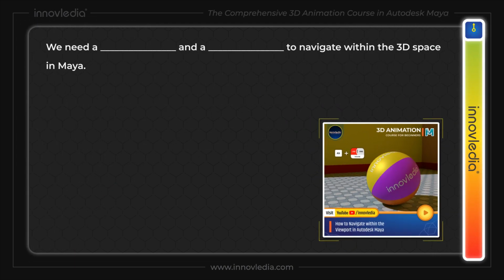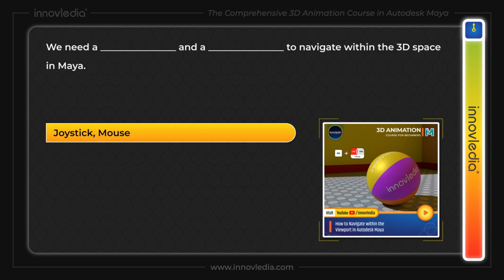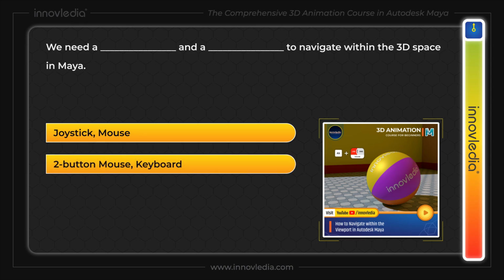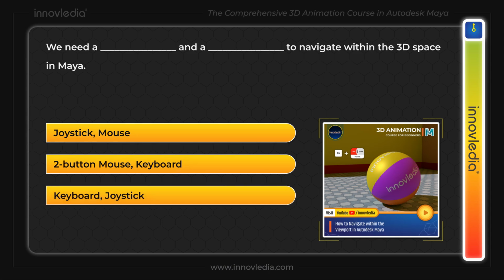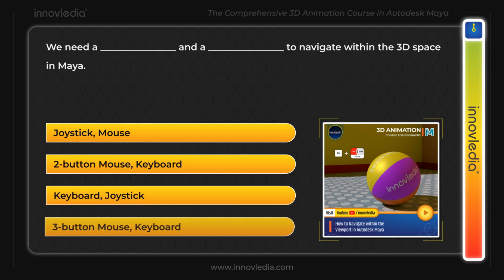We need a dash and a dash to navigate within the 3D space in Maya. The options are joystick, mouse; 2-button mouse, keyboard; keyboard, joystick; 3-button mouse, keyboard. Your time starts now. And the correct answer is 3-button mouse, keyboard.